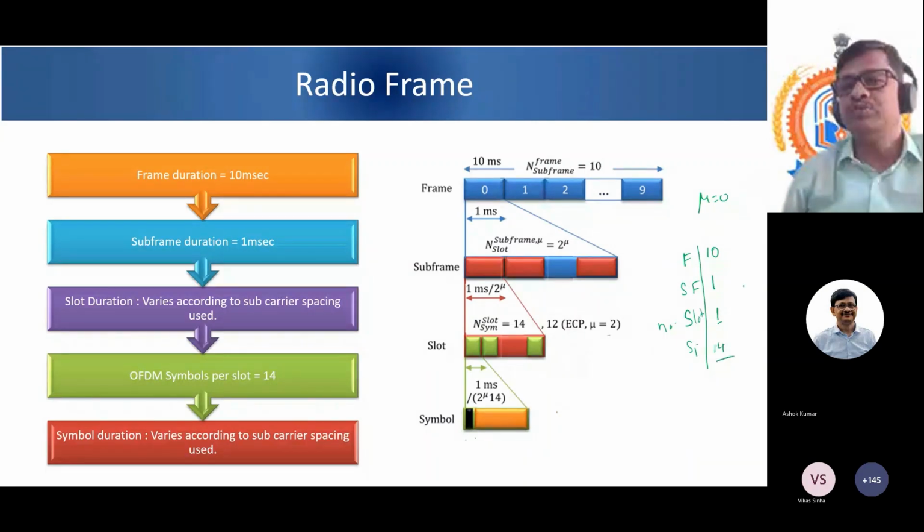Suppose you have numerology 1. Frame size will be the same. Subframe size will be the same. But since numerology is 1, the number of slots is 2 to the power mu, which means 2. So that means 14 symbols in one slot, 14 symbols in another slot. The total symbols I can have is 28. Is this okay? Does this answer your question? Yes. And we'll do a lot of exercises on this.